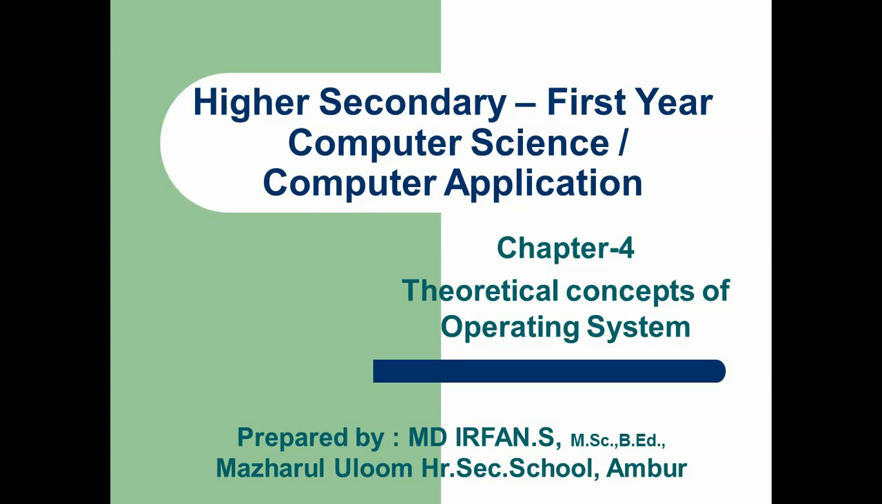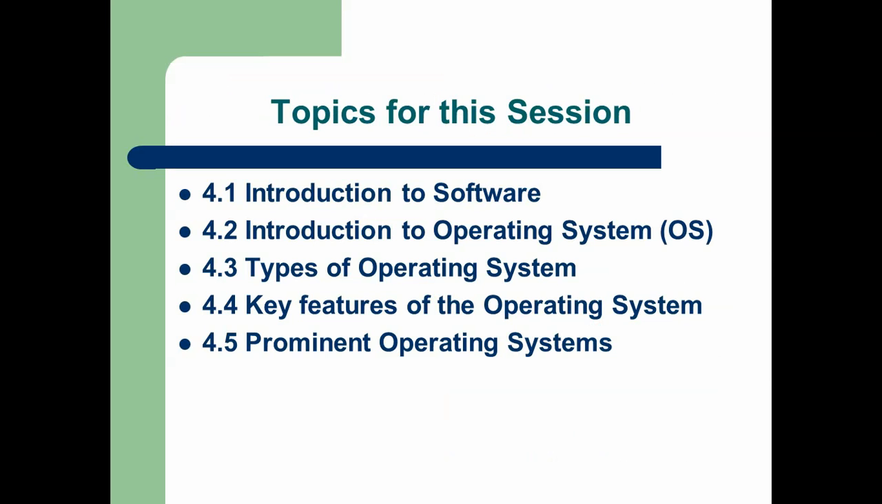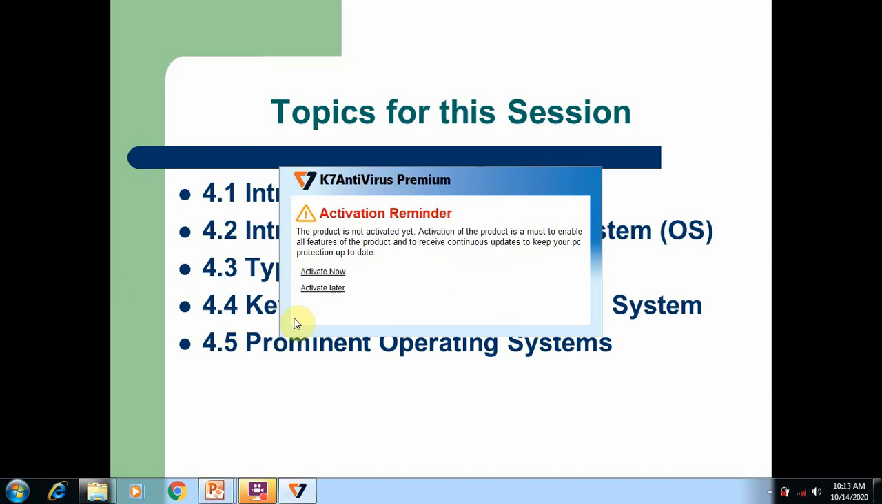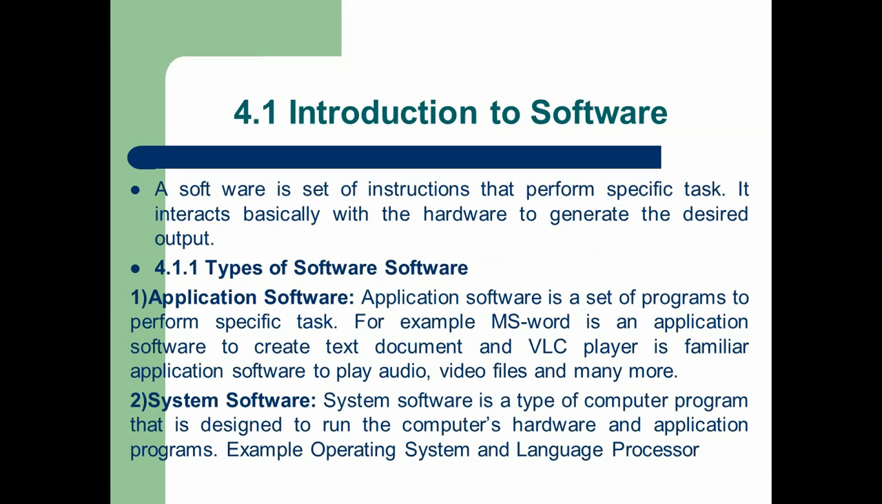Chapter number 4, theoretical concept of operating system. This chapter is common for both 11th A and 11th C. Last class we completed chapter 3. Now we are going for chapter 4. In this class we are going to discuss the following topics: introduction to software, introduction to OS, that is operating system, types of operating system, key features of operating system, and prominent operating system. So let's start our first class.